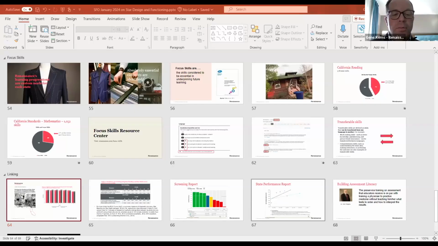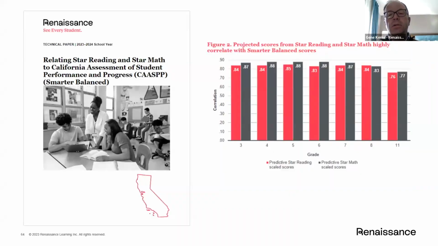All right, so this is the California linking study. It is the statistical linking that we went through to tie STAR to your state test. In other words, how high of a score does a kid need on STAR reading or STAR math to be performing at the level that you need, to know that they will be successful on the state test?